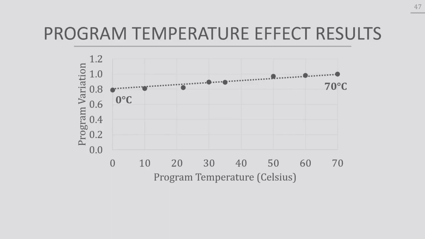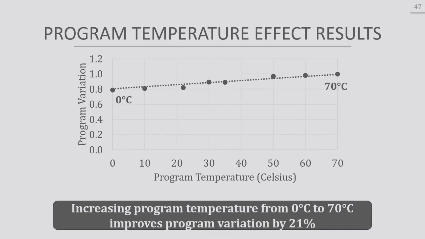And the second result shows the program temperature effect. The x-axis is the program temperature, meaning the temperature during the program operation. And then the y-axis is the program variation. And if you recall, it's the voltage difference between highest and lowest voltage states, right? And this result shows that increasing program temperature from 0 to 70 degrees Celsius improves program variation by 21%.